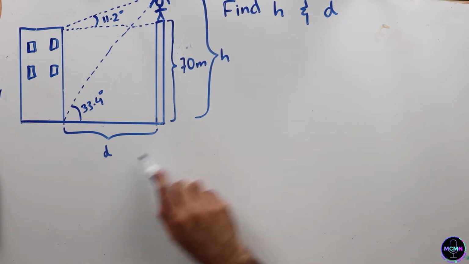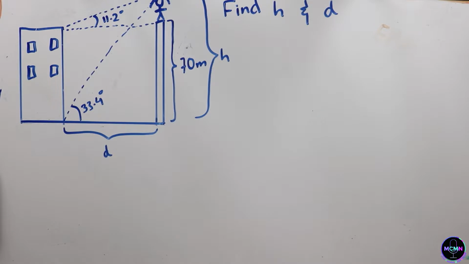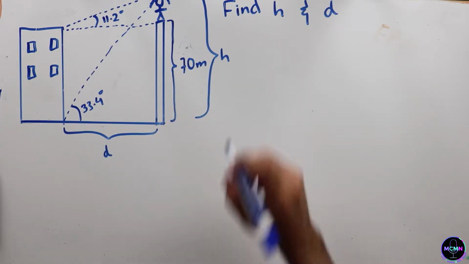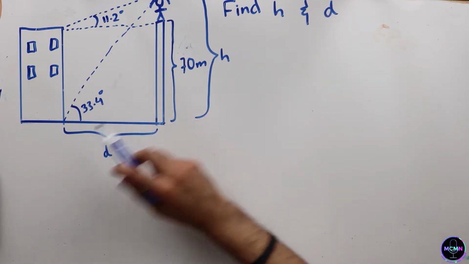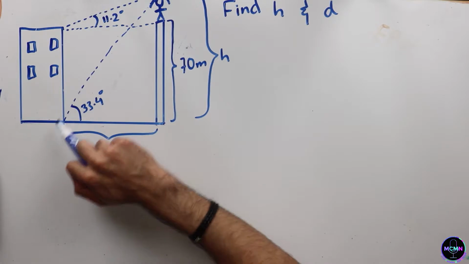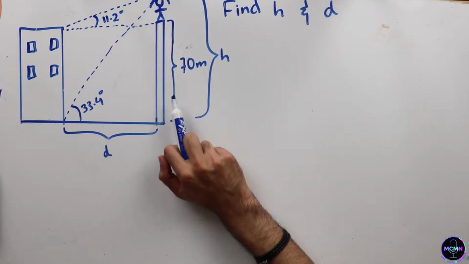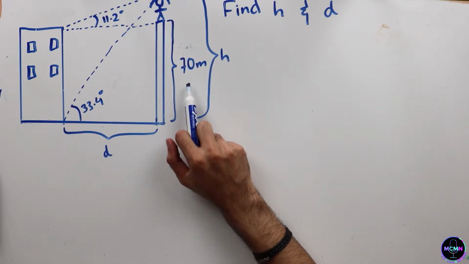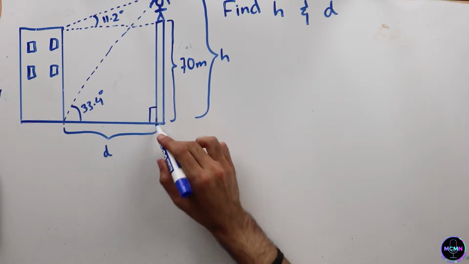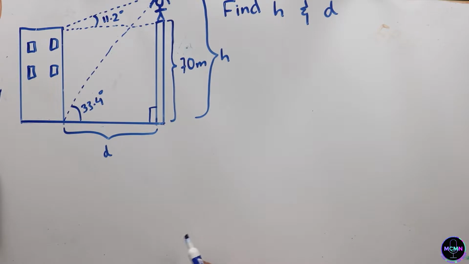I would advise you guys to attempt this yourself and then compare to my solutions, and here it goes. So first off, I'm going to think of this triangle by itself. I know it's a right angle triangle because it's a tower straight up, and I've got one angle. So if I drew out the triangle, it looks like this.